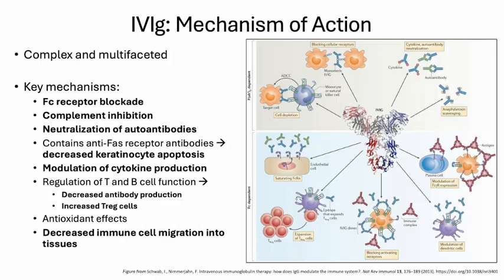half-life. The mechanism of action of IVIg is complex and multifaceted. It works through several key mechanisms. Fc receptor blockade, which can inhibit autoantibody-mediated cellular damage, complement inhibition, which reduces complement-mediated tissue injury, neutralization of autoantibodies through anti-idiotypic antibodies, modulation of cytokine production, and regulation of T and B cell function. This diverse range of effects contributes to its efficacy in various autoimmune and inflammatory conditions.